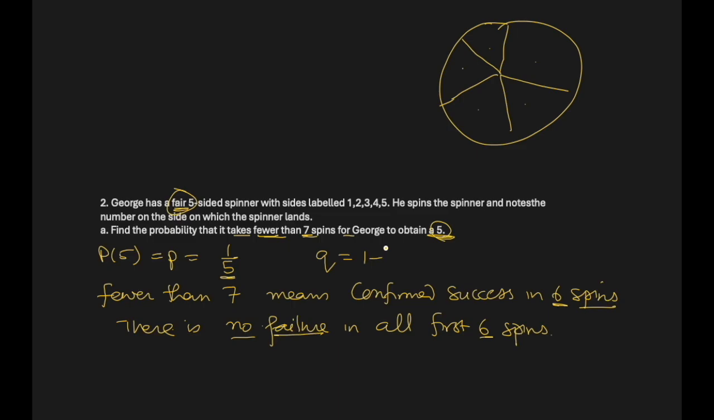So if the probability of success was 1/5, what is the probability of failure? 1 minus 1/5, which is 4/5. Okay, so let's interpret this. There is no failure in all 6 spins. We write 1 minus, and there is no failure, (4/5) to the power 6. There is no such case. And that will be 1 minus this. And if I use my calculator, I'll get that answer.